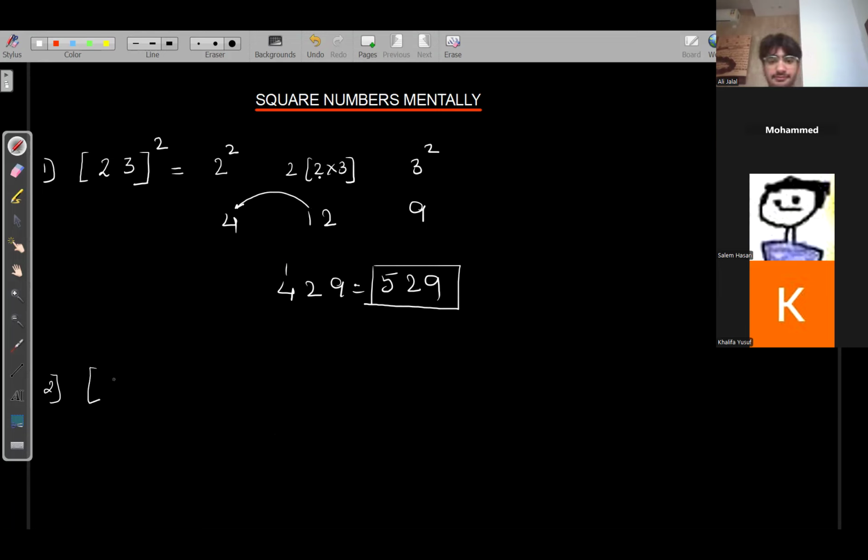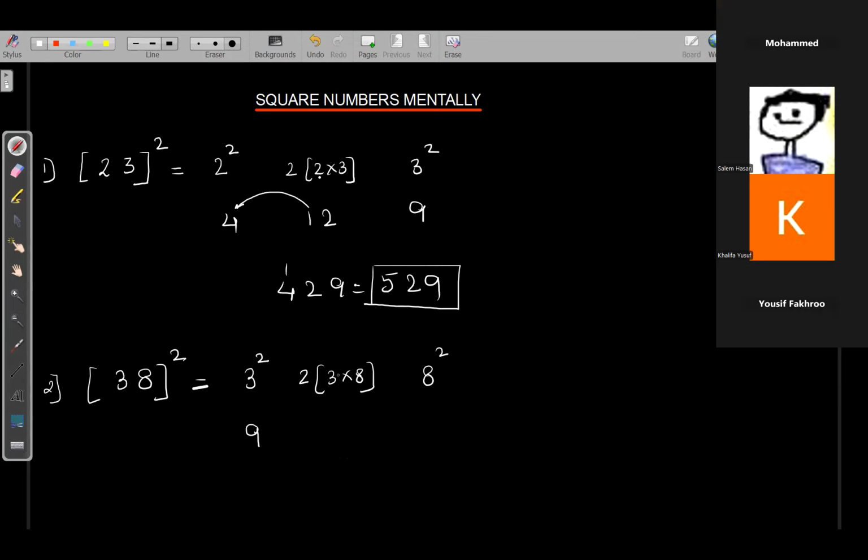Okay, let's take another example. Let's take the square of 38. 38 square. So, do you know what is 3 square? Then you have to multiply 3 times 8 and you have to double it and then you have to do 8 square. Getting it, everybody? Yeah, miss. Muhammad, Hassan, Yusuf, are you getting what I'm doing there? Yes, yes, yes. Okay, now what do you do? What is the square of 3? That's a 9. Now, what is this? 8 times 3 is 24, and 24 double, you will take 48.